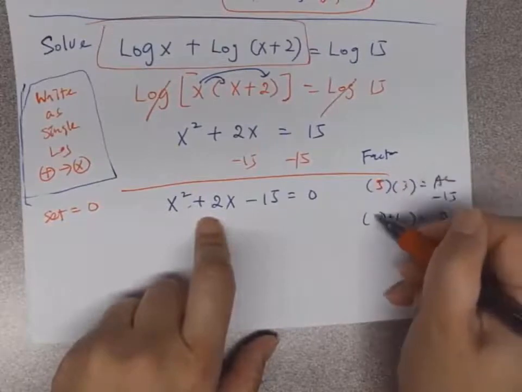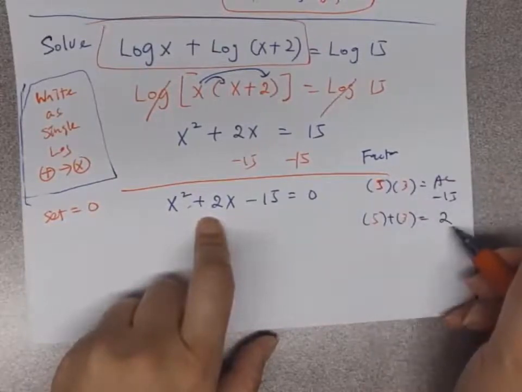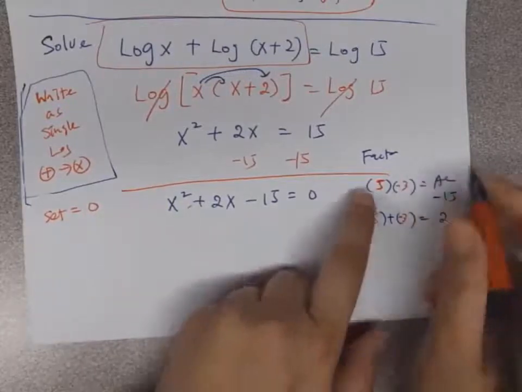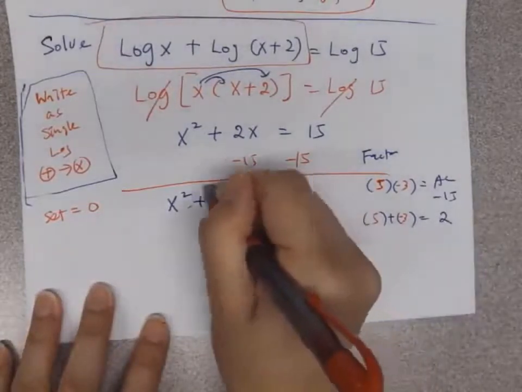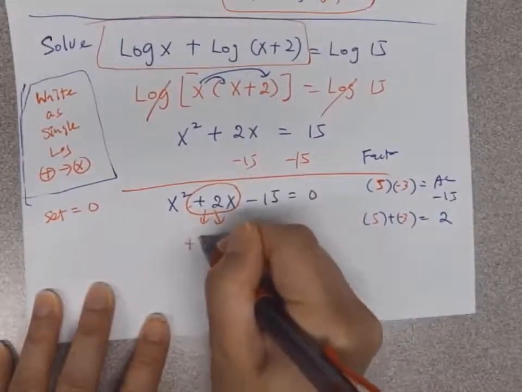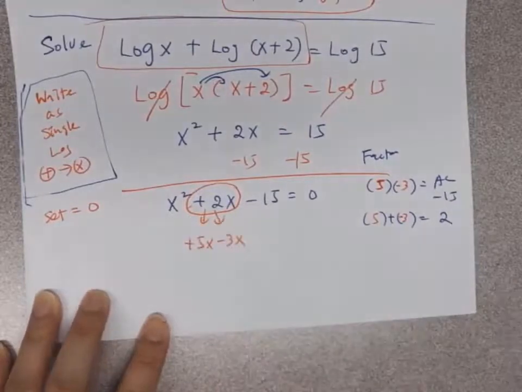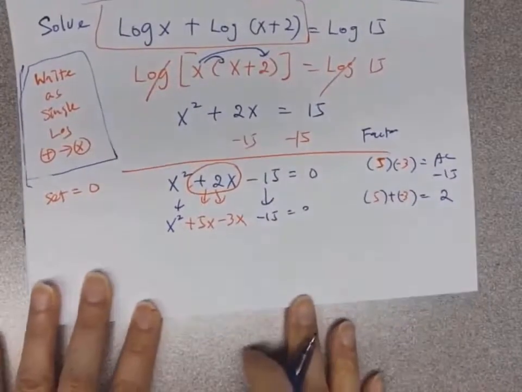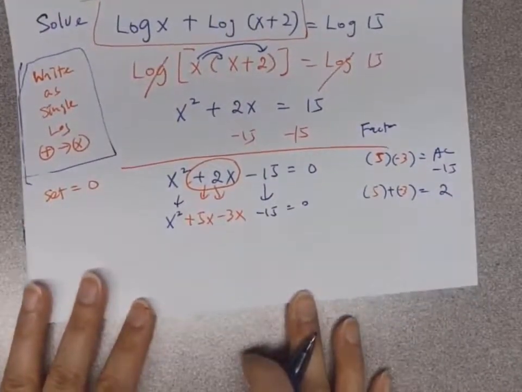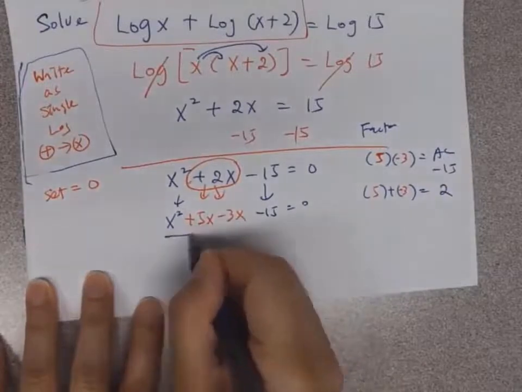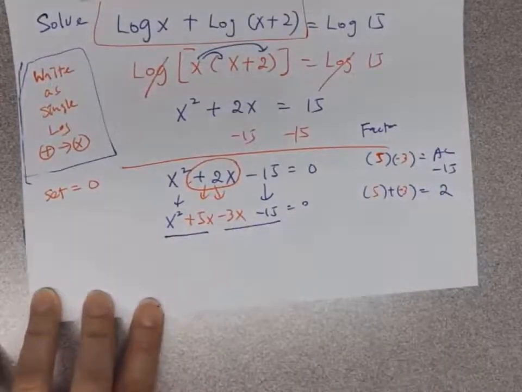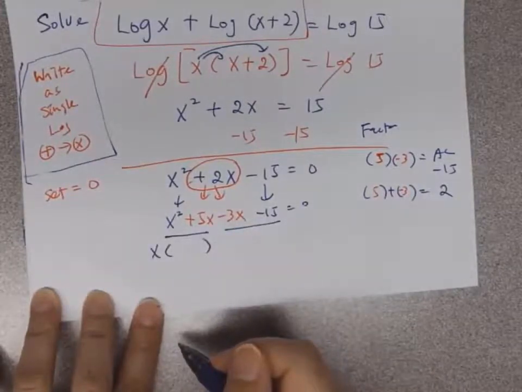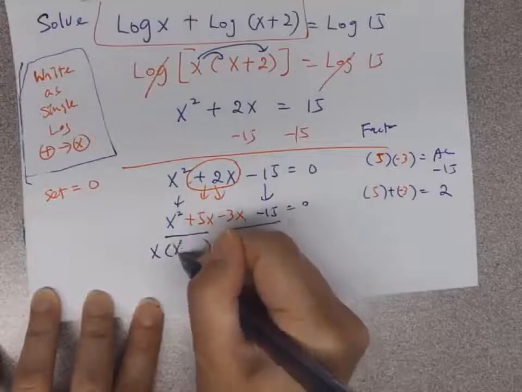I need a positive 2, so it's going to be positive 5 and negative 3, and 5 times negative 3 is negative 15. So that works. I'm going to break them into plus 5x minus 3x and bring down the other two terms, right? When I have 4 terms, then we do what? Factor by grouping in pairs. So the first pair we can pull out x times x plus 5, very good.